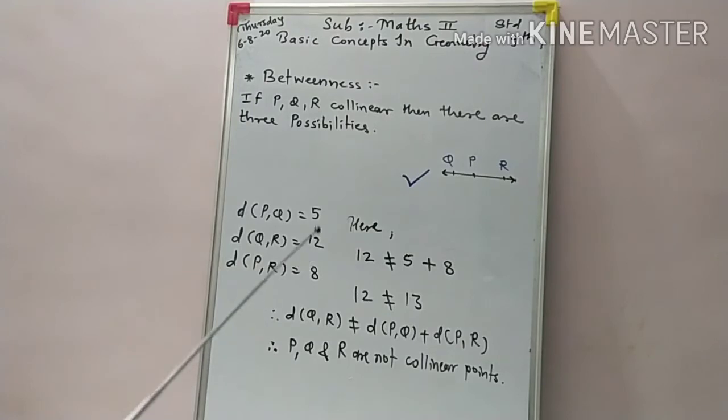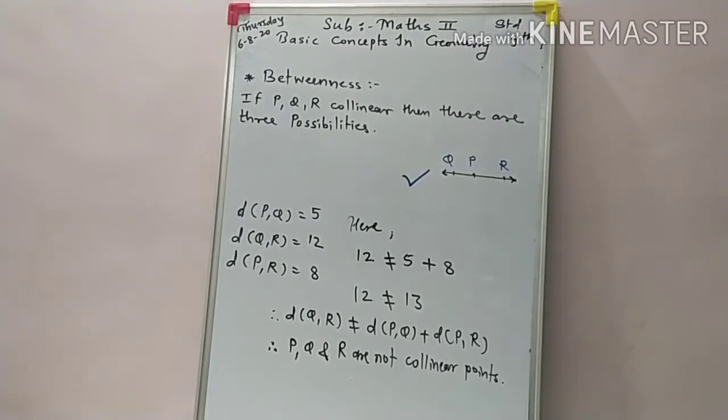But suppose the example is like this: if that greater value is not equal to the sum of the other two, we can mention here that the given 3 points are not collinear points. So like this we have examples in the exam for 2 marks, and we have to practice this example in practice set 1.1. So here we start that first practice set 1.1.